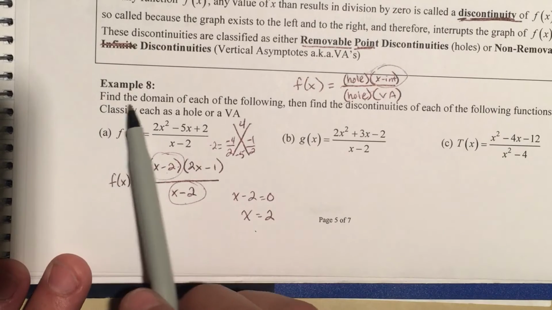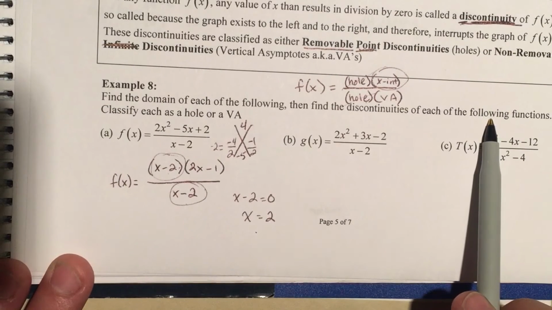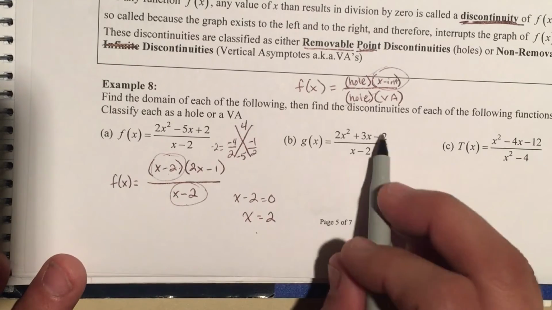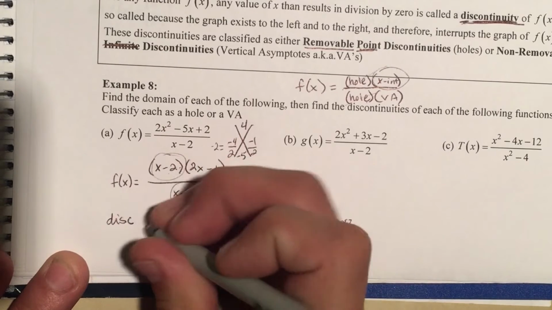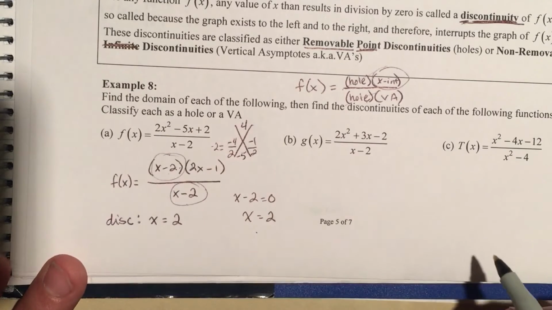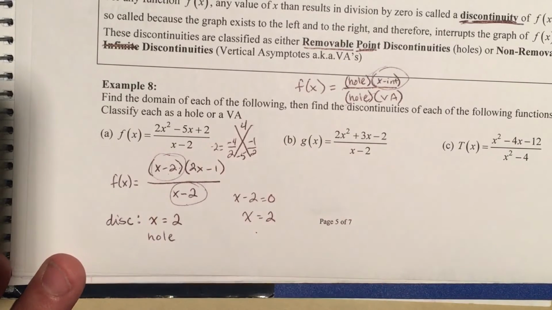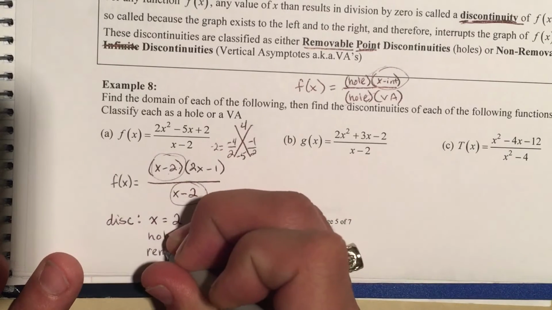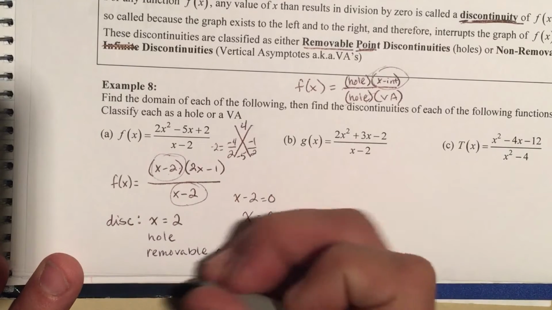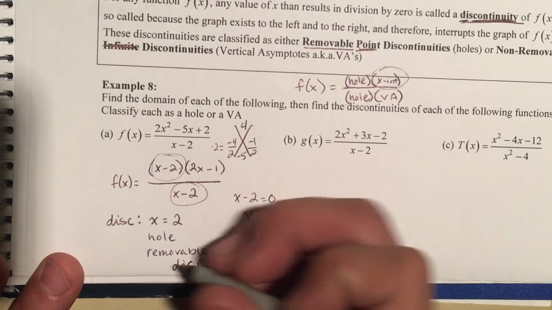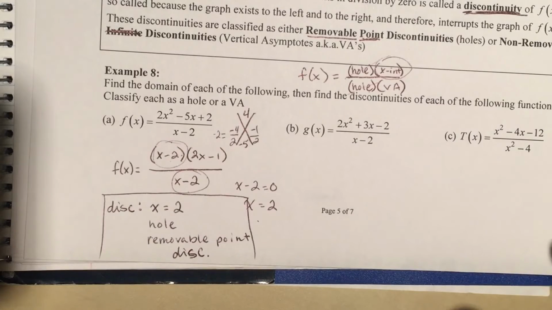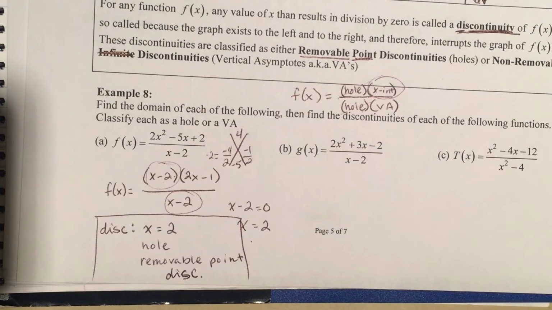Okay? So what they want me to do is find the domain of the following and find the discontinuities. Well, we've already found domain a whole bunch, so I'm just going to find the discontinuities to save time. So there's a discontinuity at x equals 2, and I'm going to classify it, okay? It is a hole, which makes this a removable point discontinuity. So that's the information they're going to want for these, okay? So there's a hole, it's at x equals 2, and it's a removable point discontinuity.